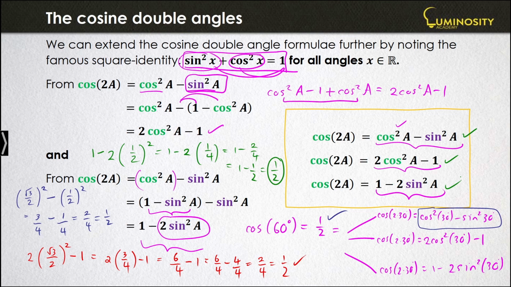Why do we need 3? Well, depending on the trigonometric question that we're faced with, we might see one of these 3 forms somewhere in the expression. So if we can identify one of those 3 forms, then we can simply reduce it to cos of 2 times the angle.